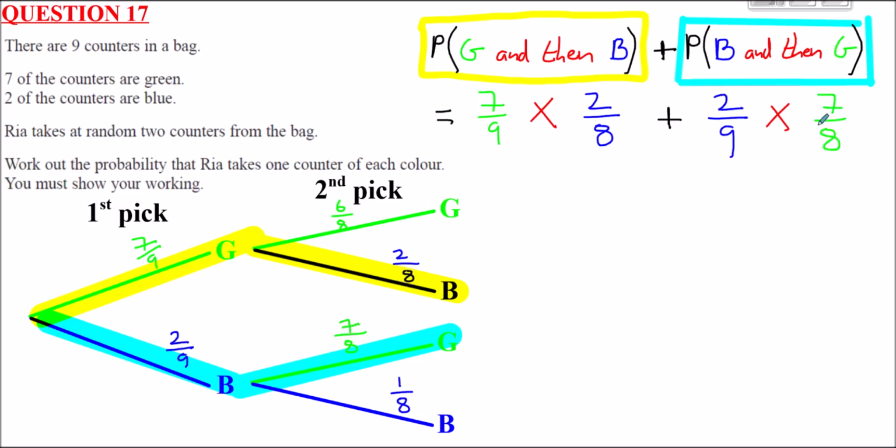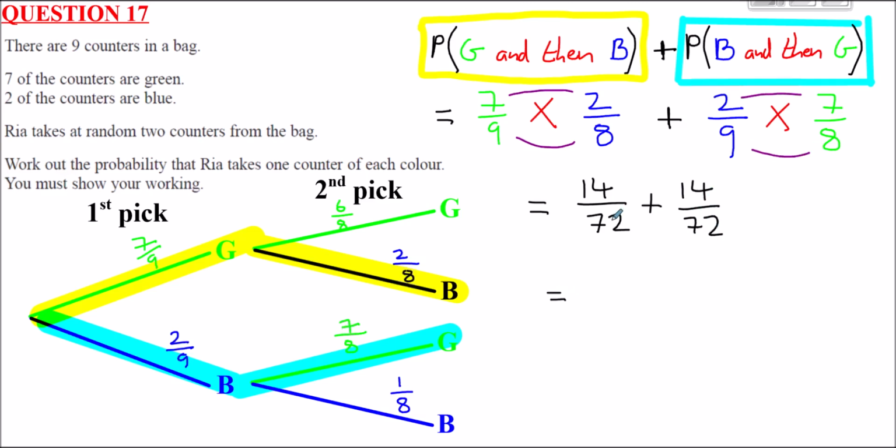So as long as we can remember how we multiply fractions together, we're pretty much good now. So first of all, 7/9 times 2/8. When we're multiplying fractions together, we just do top times top, bottom times bottom. So 7 times 2 is 14, 9 times 8 is 72. Over here, same deal, top times top, bottom times bottom. 2 times 7 again is 14, 9 times 8 again is 72.